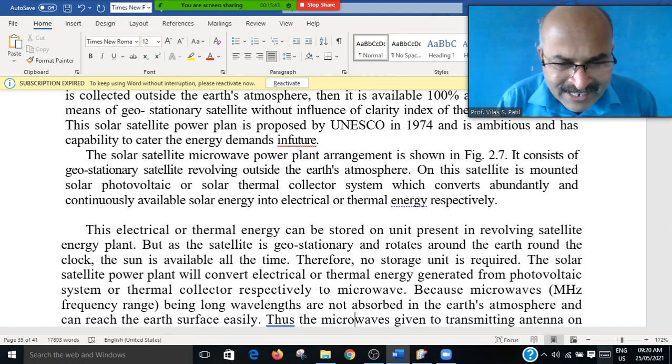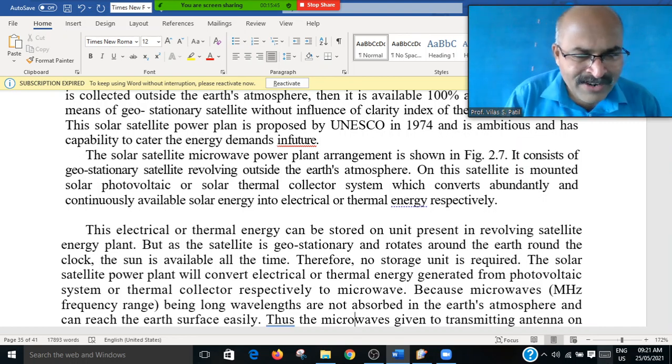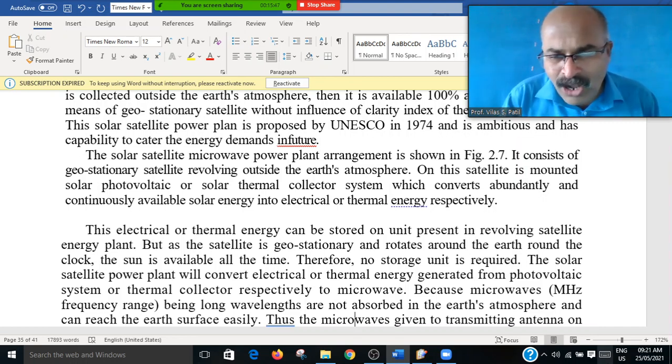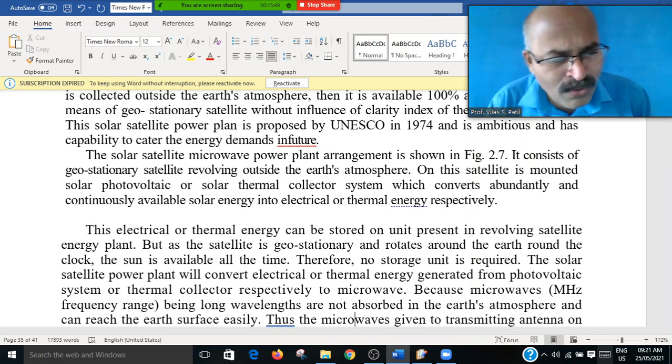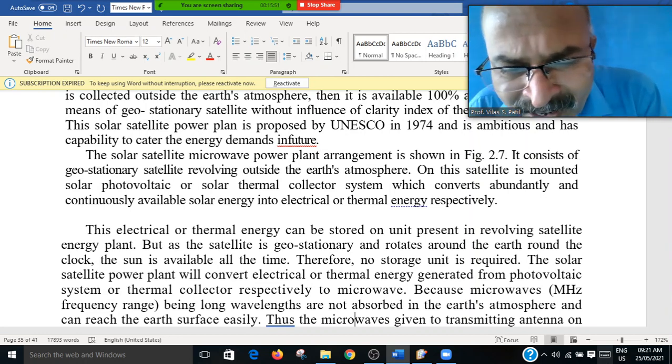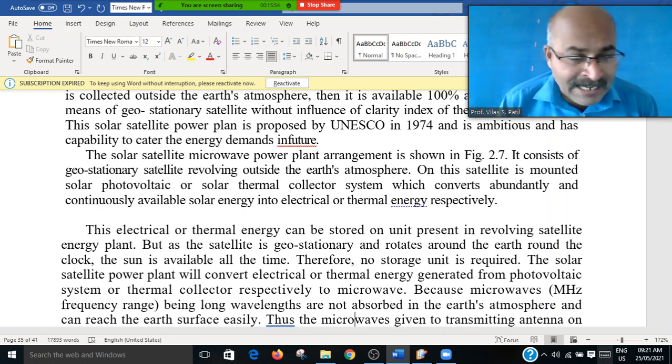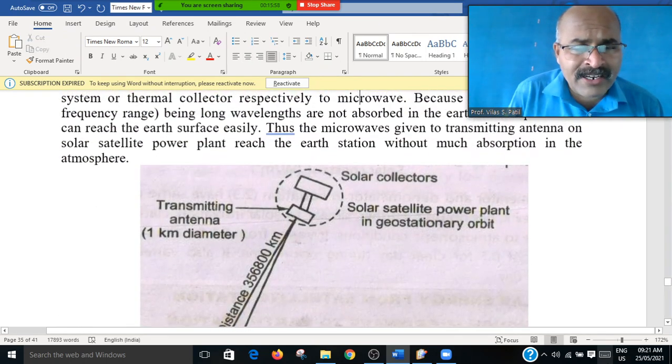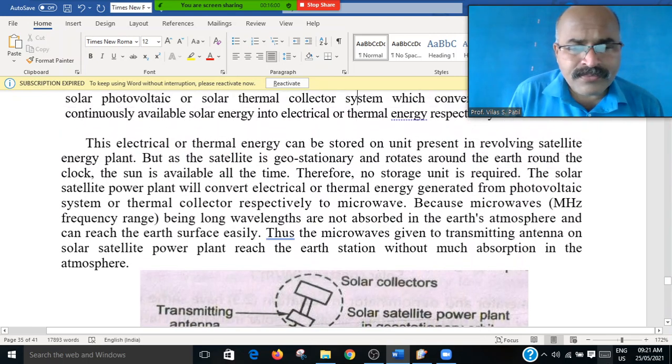the electrical energy. On the satellite are mounted the solar photovoltaic and solar thermal collector system, which converts the abundant and continuous solar energy into electrical energy.